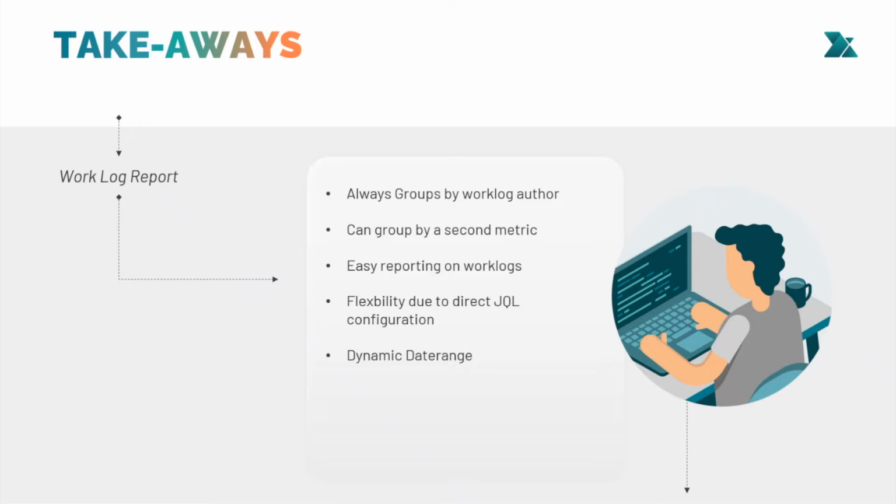And this allows you easy reporting on the Jira work logs of your team, so you can see who maybe has too much to do, or is prioritizing his work not as you would like it. And this is very flexible due to both the JQL configuration and the dynamic date range that you can pick, so that the data that you have on your gadget is always the most current one that you want to have, and you don't have to adjust it every now and then.